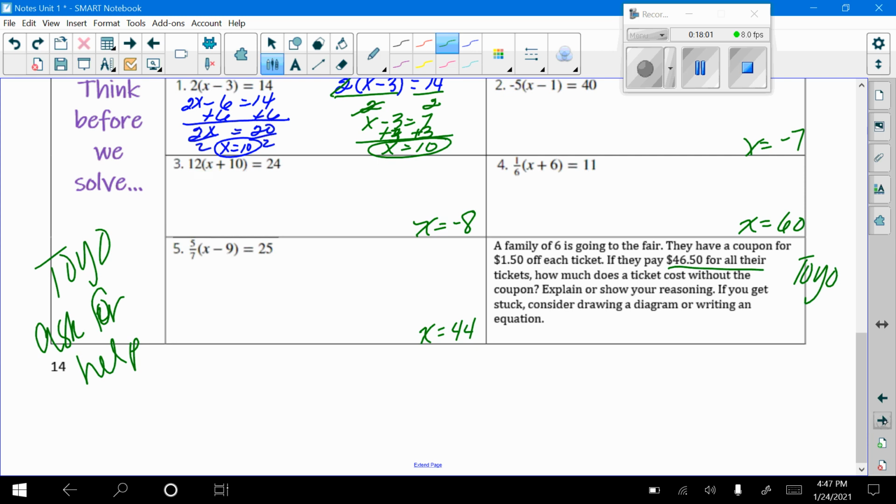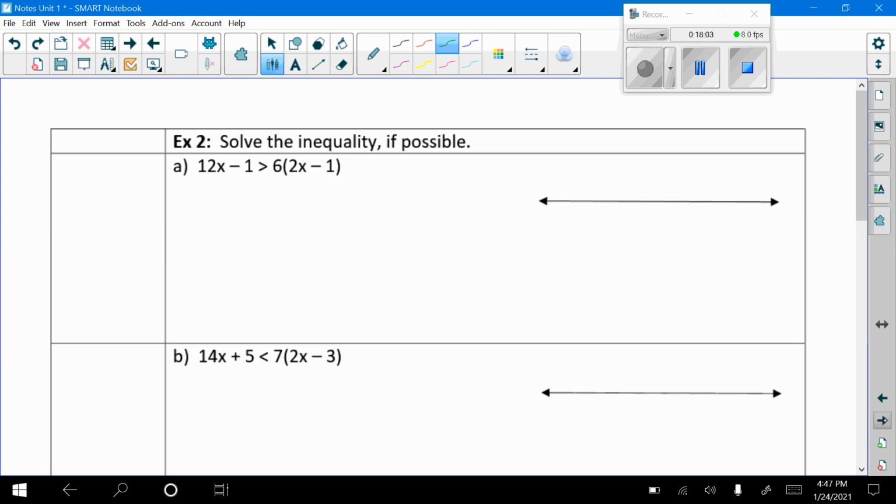Example 2. I have to solve the inequality, if possible, so we're going to work with inequalities. Again, here's some distributive property. Because I have a binomial over here, two things, I can't just divide by 6. So I'm going to have 12x minus 6.